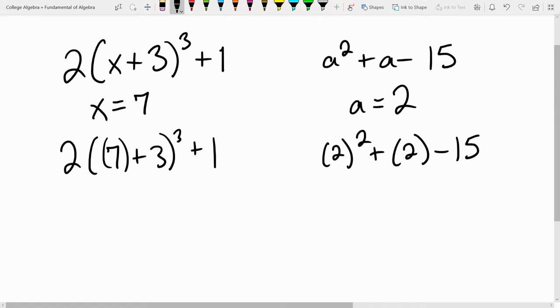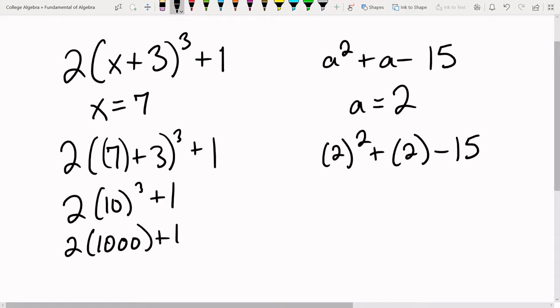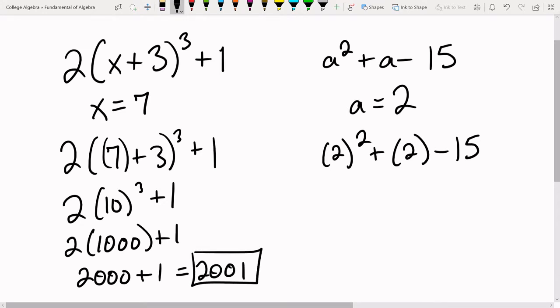So the first thing we do is parentheses. 7 plus 3 is 10. Then we do exponents. 10 cubed is 1,000. Multiplication and division is next. 2 times 1,000 is 2,000. And addition and subtraction is last. 2001.